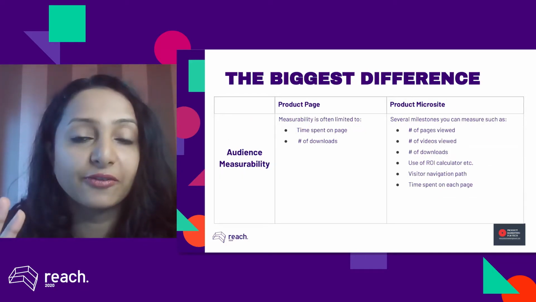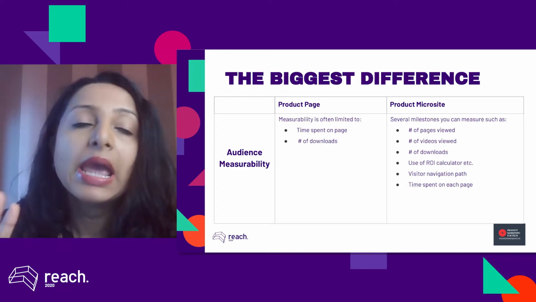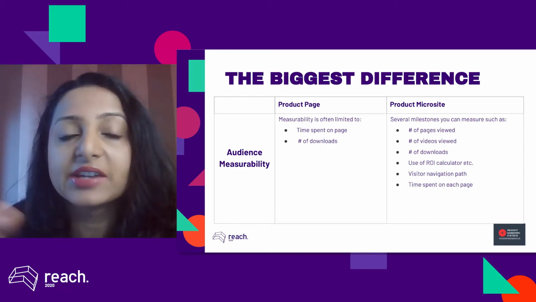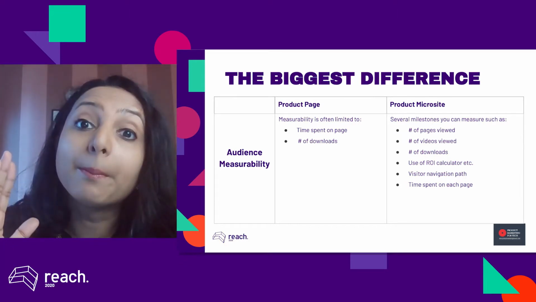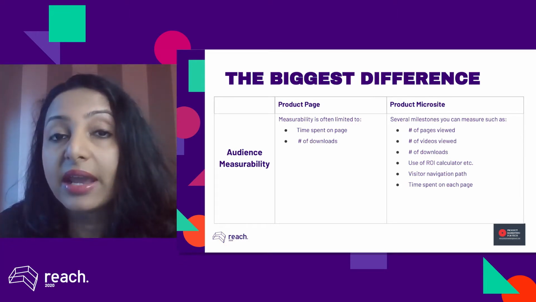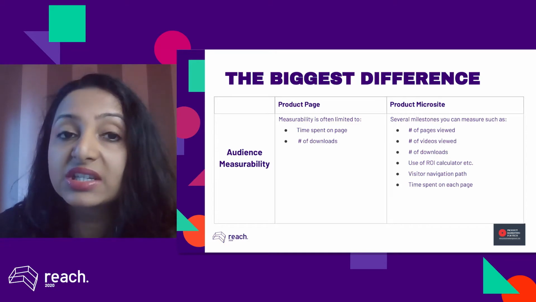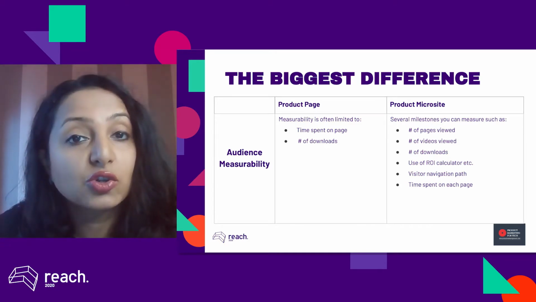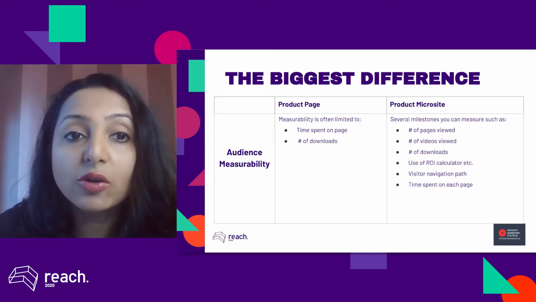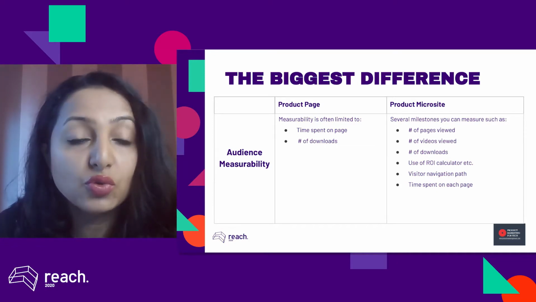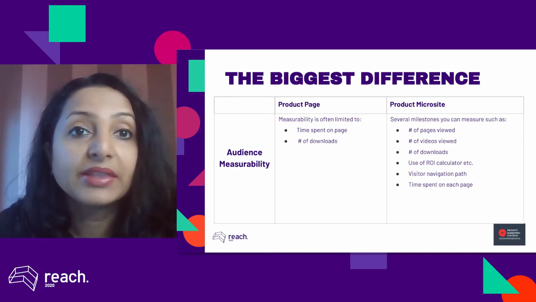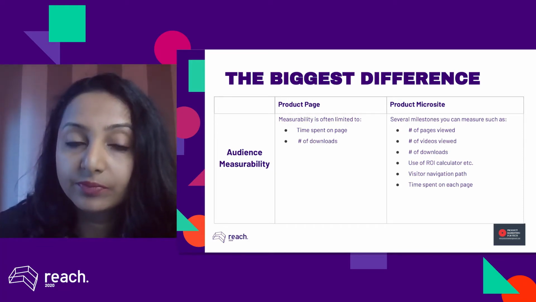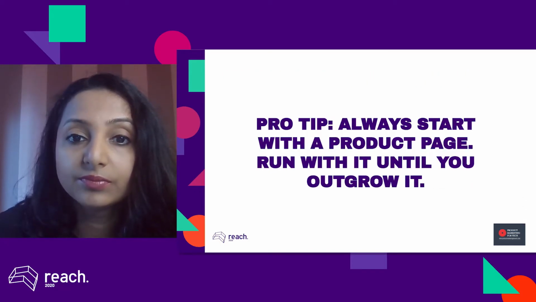Now, the biggest difference is in terms of measurability. In a product page, you're really confined to how many people visited the product page and time spent on page. But in a microsite, the possibilities are endless. You can look at pages visited, time spent on each page, what the navigation path is, where the drop-off is happening, number of downloads, and number of people who use the ROI calculator. There's a wealth of information you can collect from your leads.